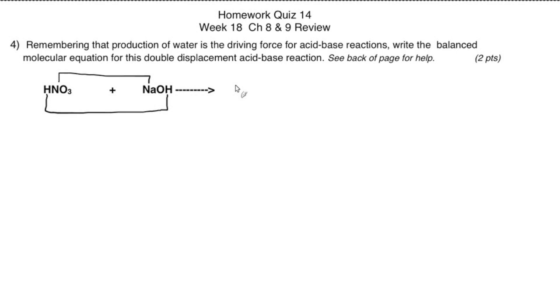And so NO3 and Na form NaNO3. Don't make the mistake of putting the NO3 first just because it's first in the equation, because you always put the positive ion first. So sodium's always going to go first, and then you have H and OH. And another way of writing HOH is to write it as H2O. Okay?